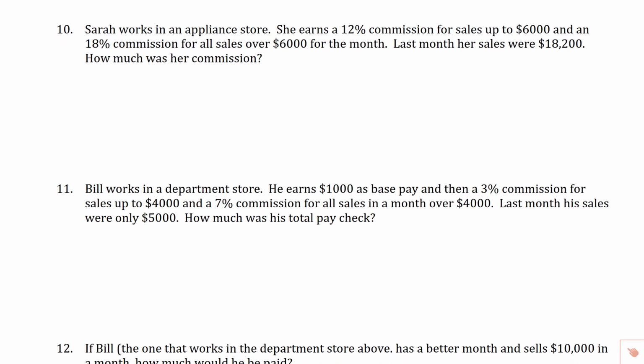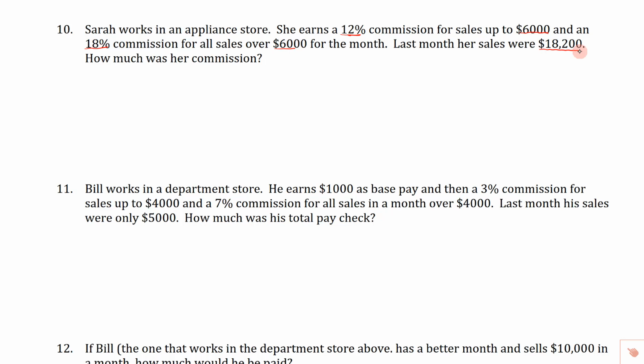Number 10 says Sarah works in an appliance store. She earns 12% commission for sales up to $6,000 and an 18% commission for all sales over $6,000 for the month. Last month her sales were $18,200. How much was her commission?